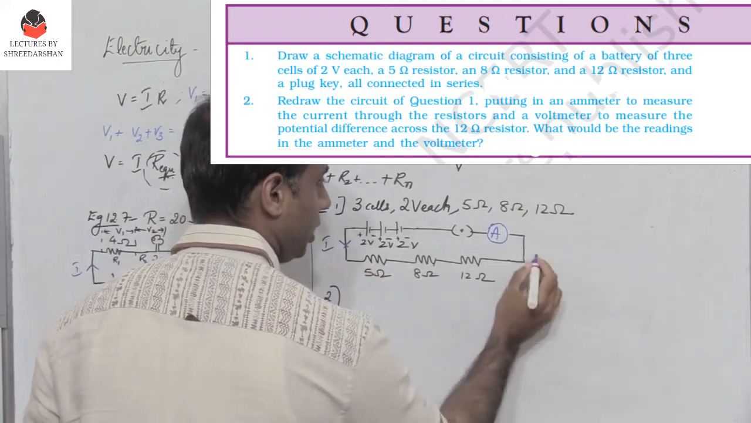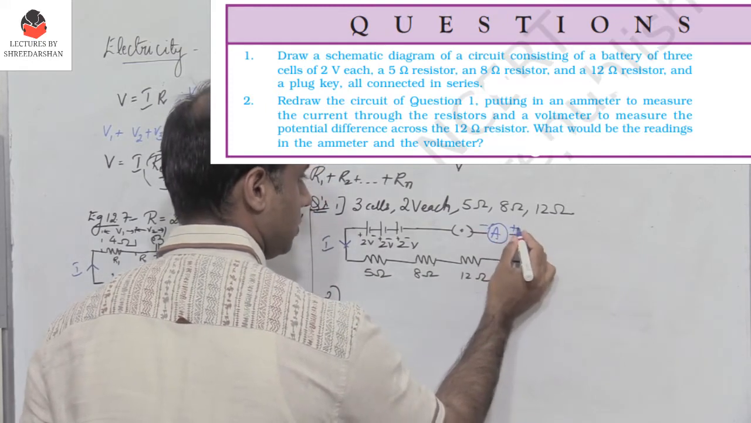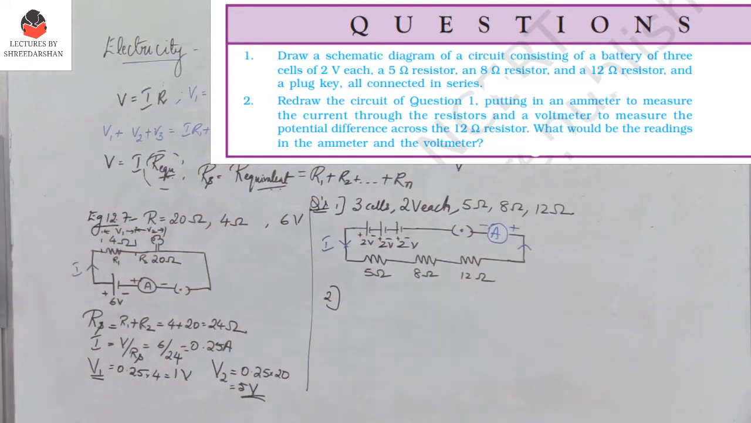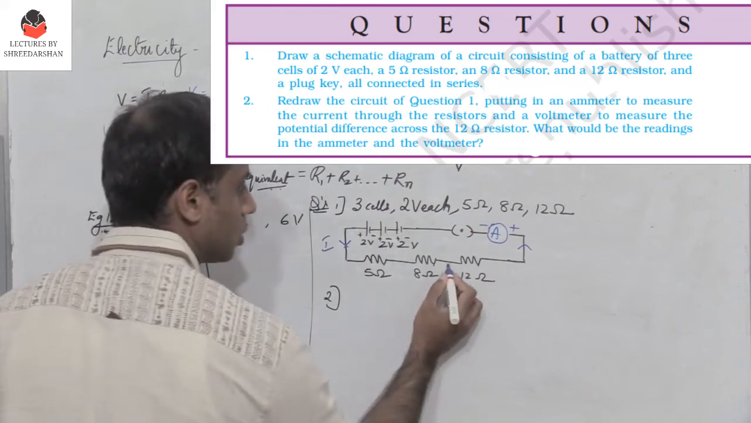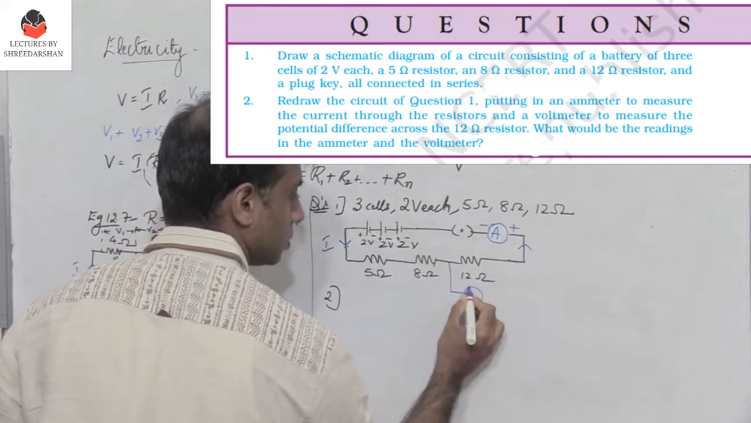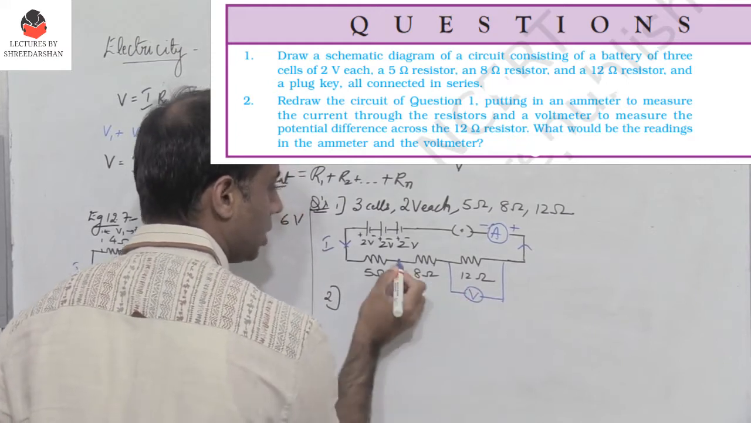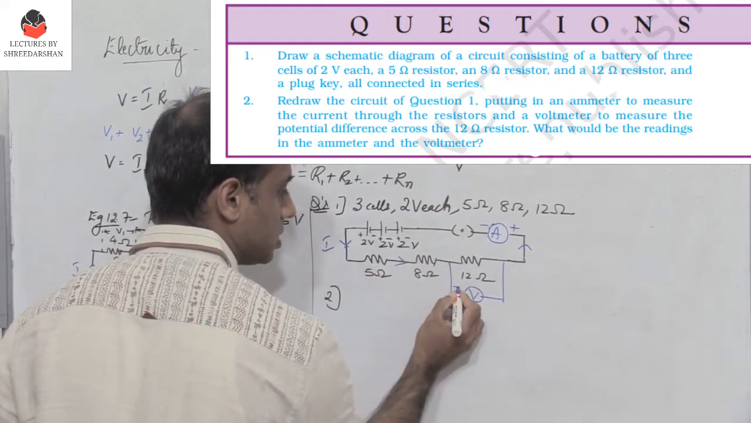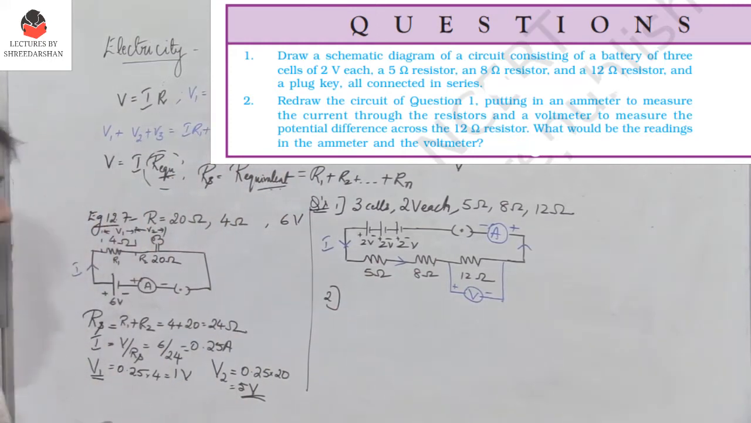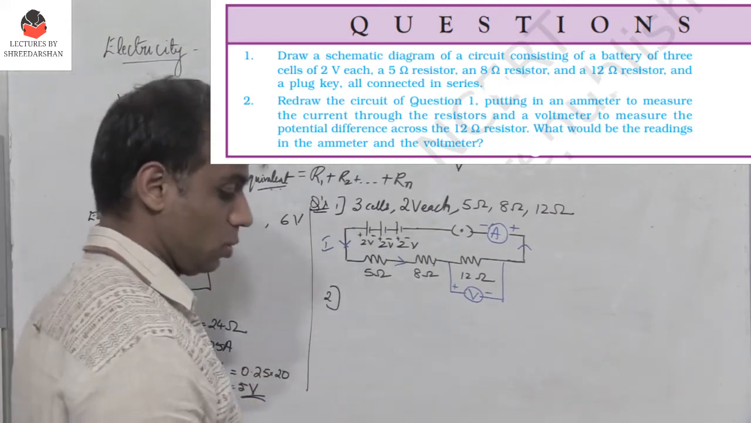So current is flowing in this way. So this is plus minus. And then there is a voltmeter which is connected across the 12 ohms resistor. Current is flowing, so this is plus and this is minus. Alright. So now the question is, what would be the readings in the ammeter? So I need to find the current. So what is the current?